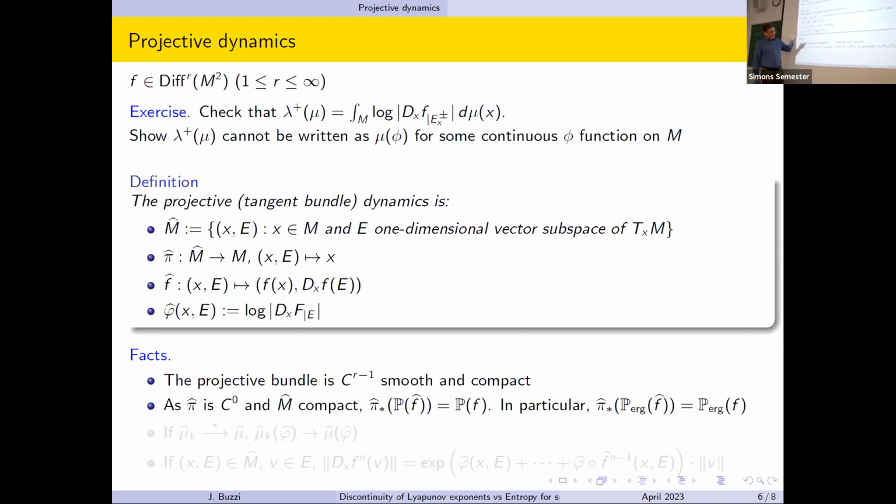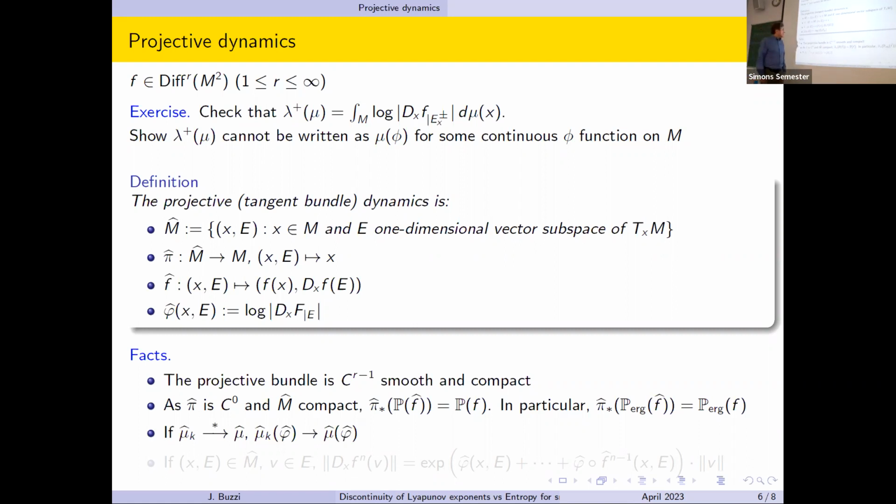Okay, and since a measure above, if it projects to a non-ergodic measure below on the surface, it must be non-ergodic. Therefore, this is to say that the projection respects the ergodic measures here: any ergodic measure on the surface can be lifted to an ergodic measure on the projectivized tangent bundle.